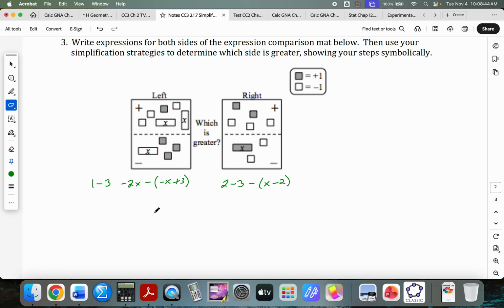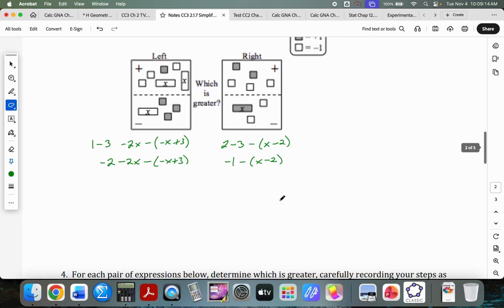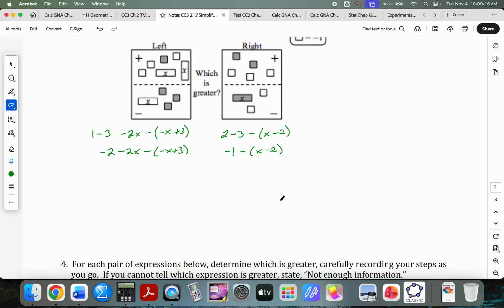All right, so the first thing we're going to do is any simplifying we can do. So 1 minus 3 is what? Negative 2. And we'll do the same thing over here. 2 minus 3 is? Negative 1. So we simplified by grouping any like terms that we could. Now we're going to flip all these that are in the negative region up into the positive region.